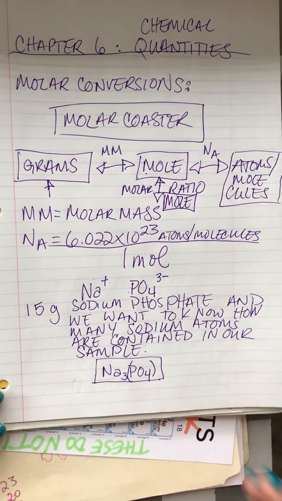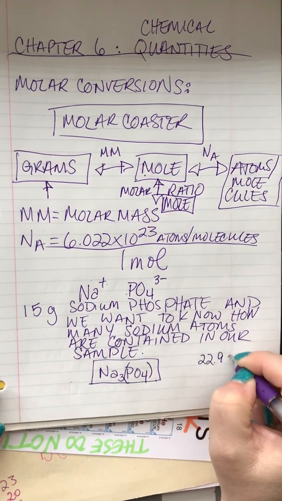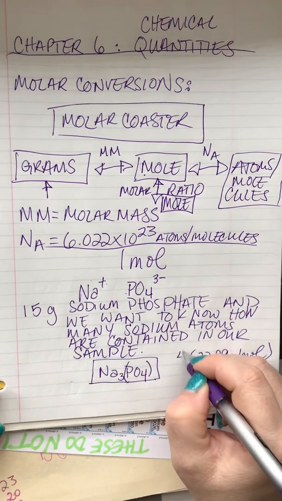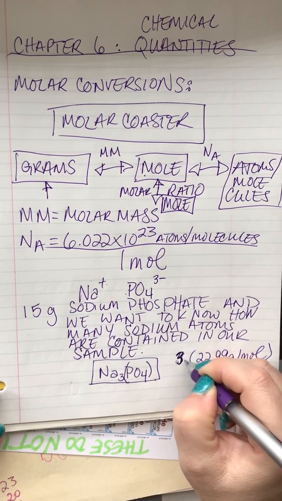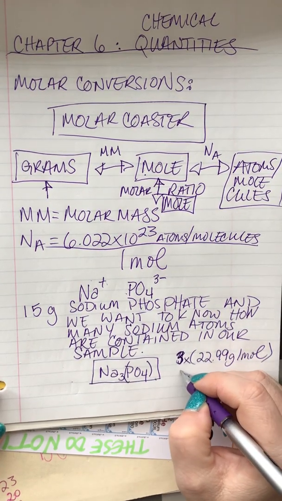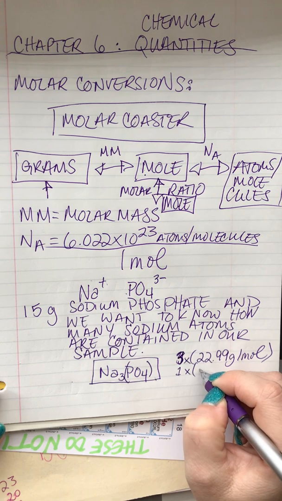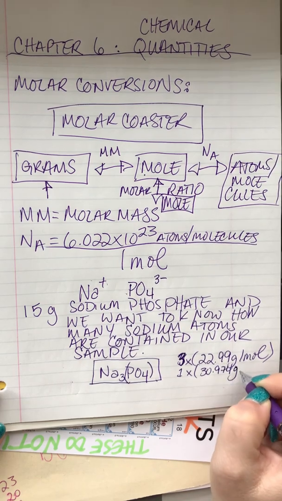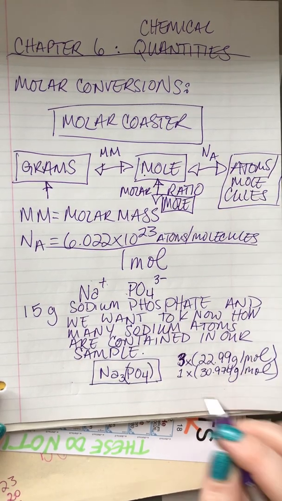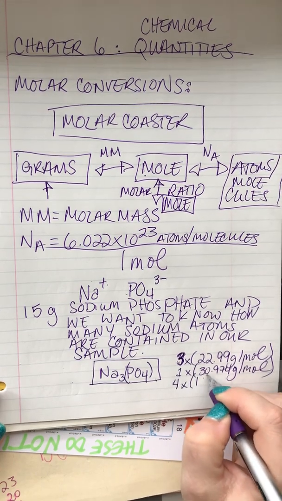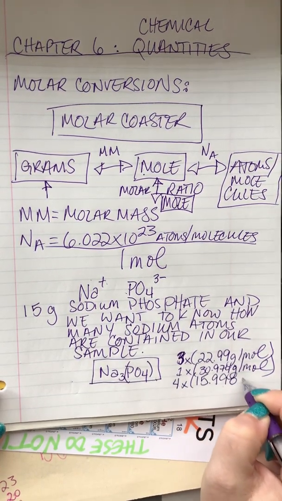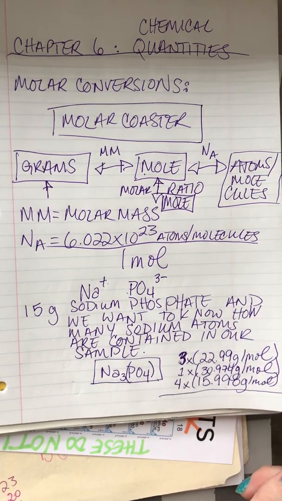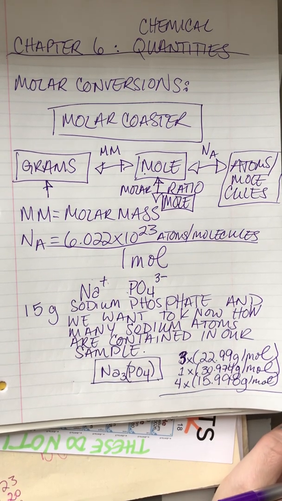Yeah? Cool. All right, so sodium is 22.99 grams per mole, and there are 3 of them. We have 1 phosphorus, 30.974 grams per mole. And then we have 4 oxygens, 15.998 grams per mole. So I'll let you guys calculate that out.